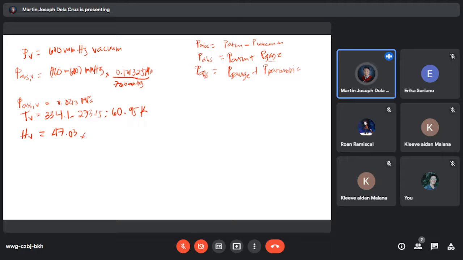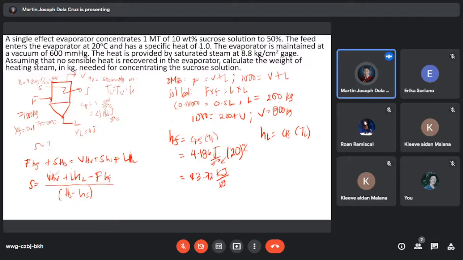So, we have 47.03 dito. So, times na natin ng, since kilojoule per mole to, times na natin ng 1,000 over 18 para maging kilojoule per kilogram. So, around 2612.78 kilojoule per kilogram. So, balik tayo dun sa una. Kukunin natin yung HL natin. So, we'll be having 4.186 times, ano yung nakuha natin? 60.95.